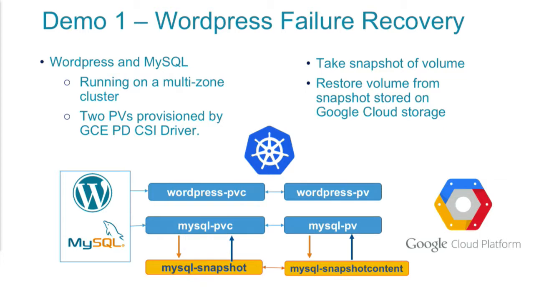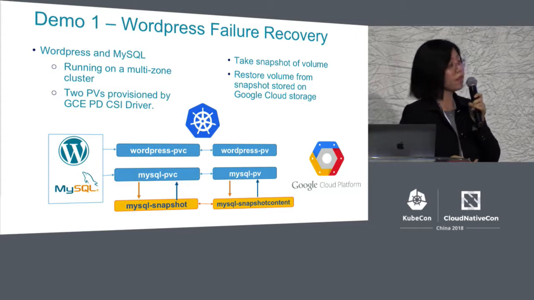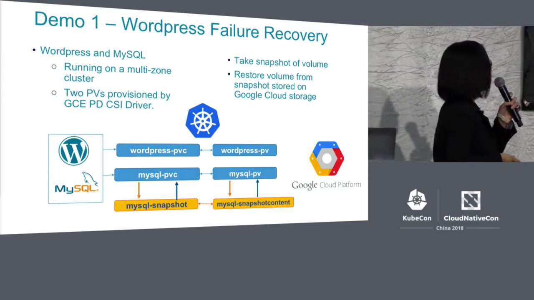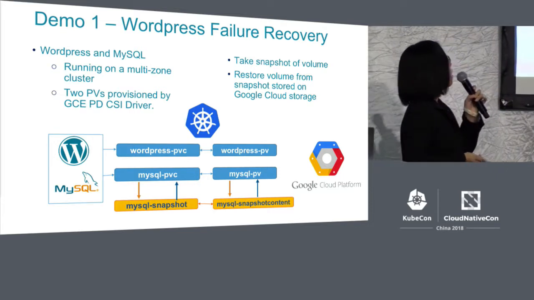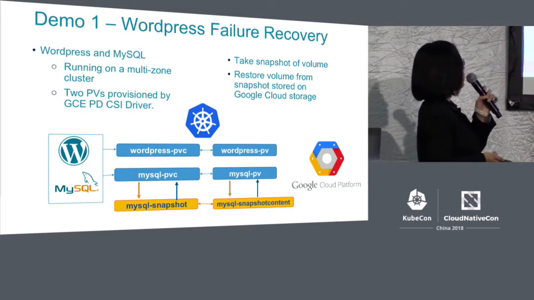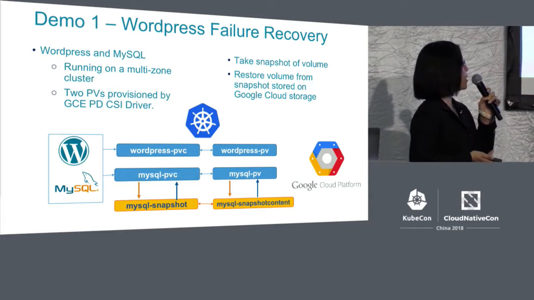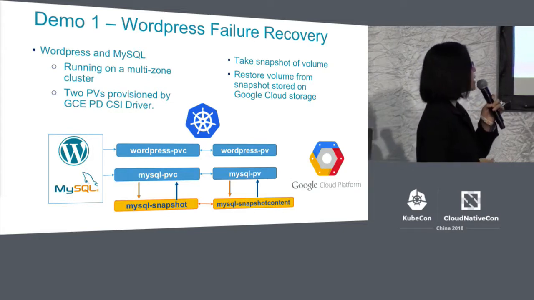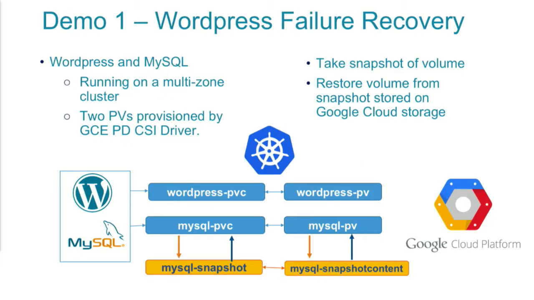Okay, it's time for our demo. The first demo is WordPress failure recovery. We have WordPress and MySQL installed on a multi-zone GCE cluster, and we have 2 persistent volumes. One is for WordPress, one is for MySQL. We can take a CSI snapshot of the MySQL volume and later restore from the snapshot. All the snapshots will be stored on Google Cloud Storage.